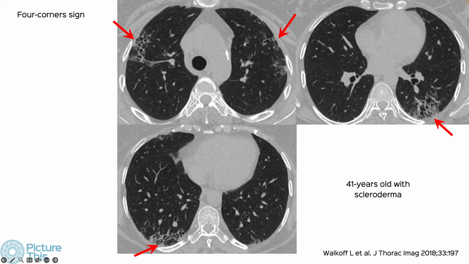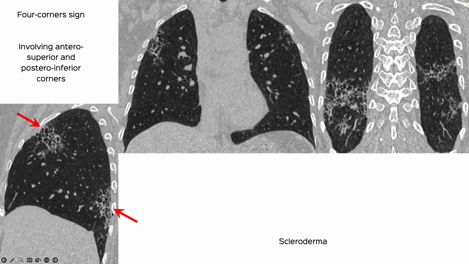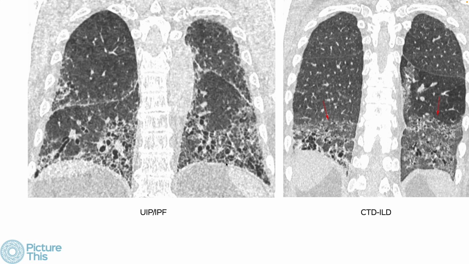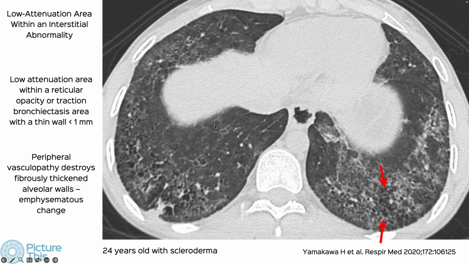And if you see these island areas of island-like fibrosis in the four corners, you call it the four corners sign, and that again is seen in a few connective tissue diseases. Now, in practice, in real life, the sign that works best for us is the straight edge sign. And if you see a sharp margin and straight edge in the coronal or sagittal plane, that tells us that this patient is likely to have a connective tissue disease, and see the undulating margin in a patient with UIP IPF. Another sign that specifically points towards scleroderma is these low attenuation areas.